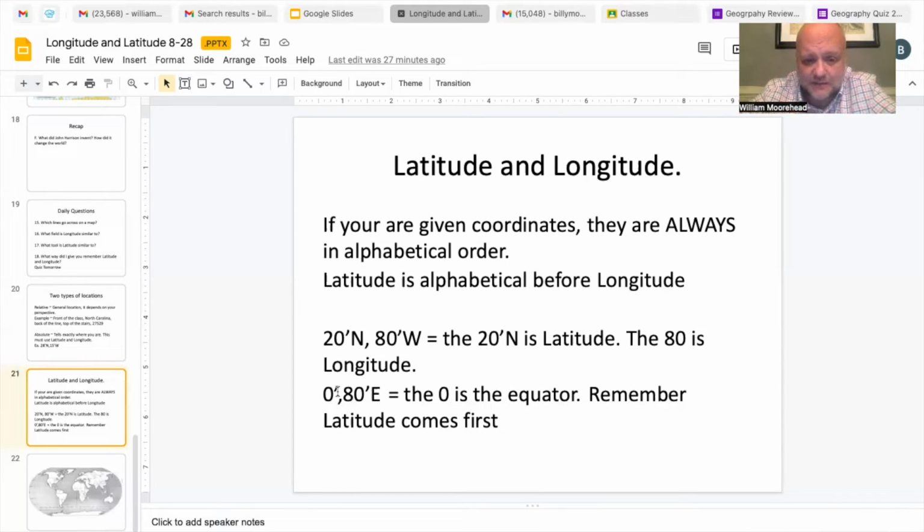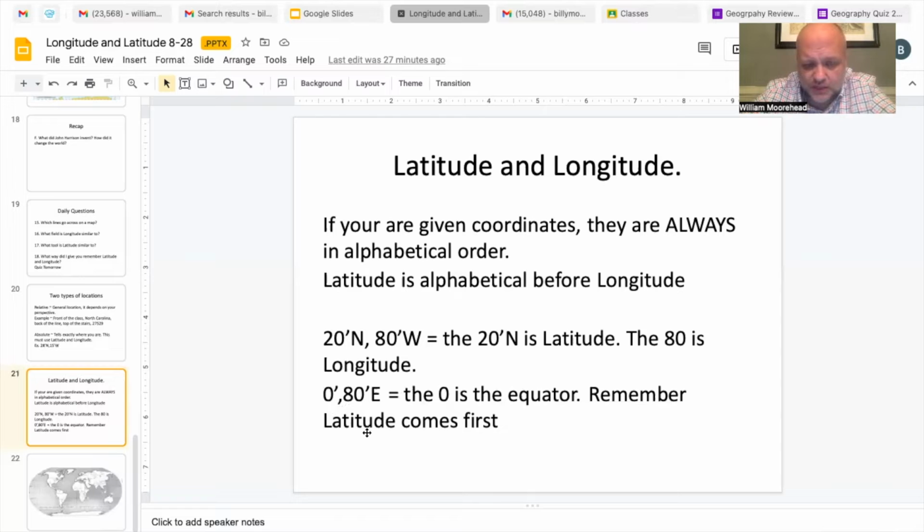The second number, right here, that is the longitude. So if I had a different number, let's try 20 degrees north here, and then it said 0. That 0 would be the prime meridian. If it just said 0, 0, the first number is latitude, that's the equator. The second number is always longitude, that is the prime meridian. So again, don't let this zero trick you if you ever see that.